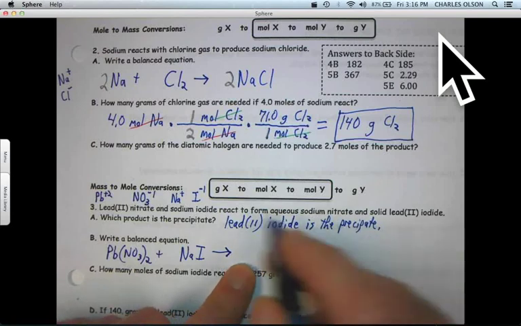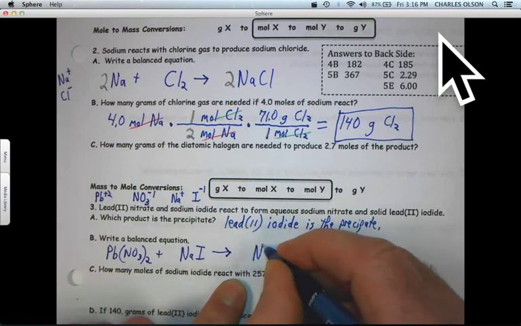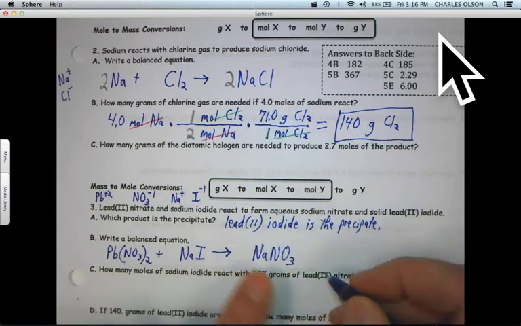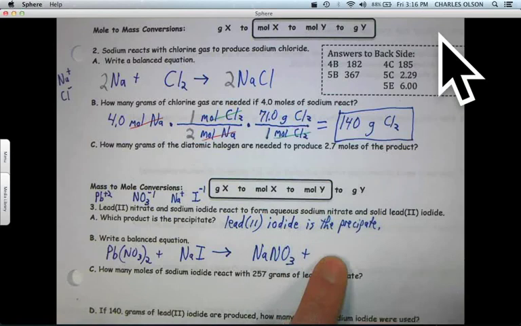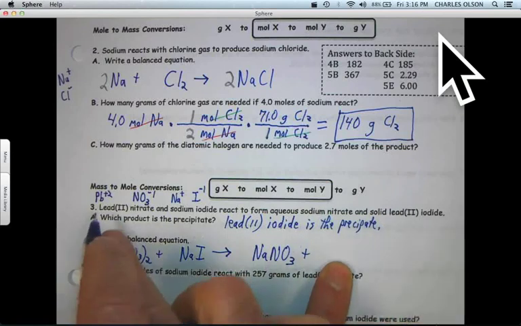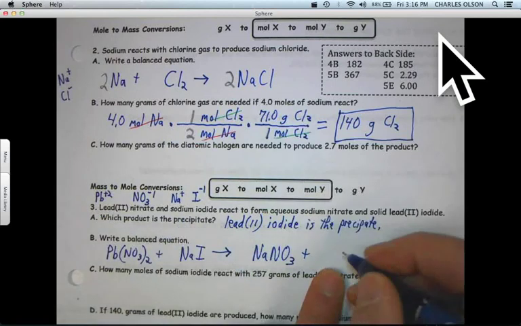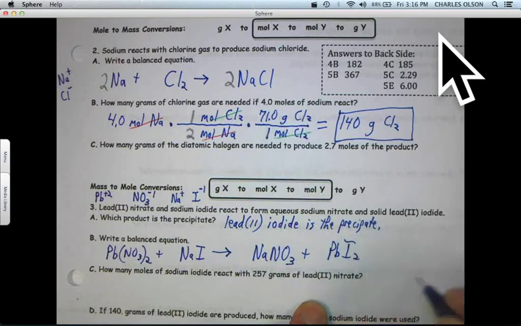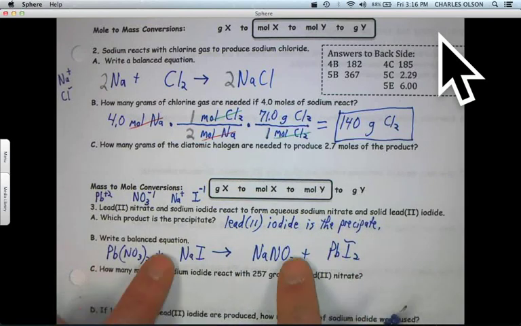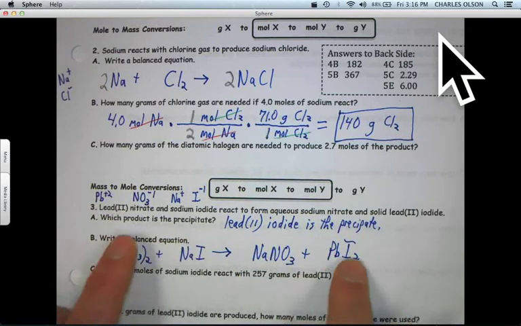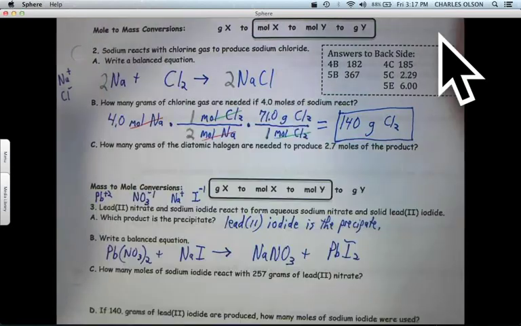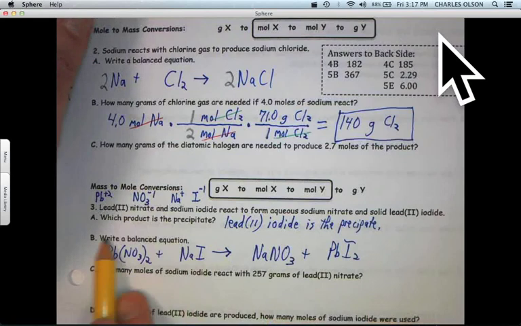So sodium nitrate, that's NaNO3, leaving space for a coefficient, plus, what is our other? It's the lead 2 iodide. So lead plus 2, iodine minus 1, that'll be PbI2, balancing the charges. Now that we have the formulas of the substances right, balancing the charges within these ionic compounds, now we can take out our pencil and we can balance the equation.